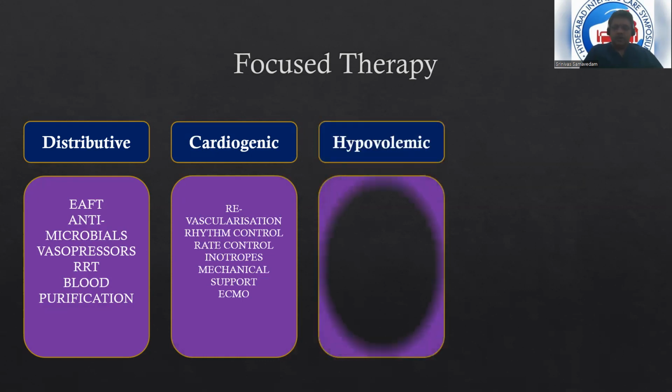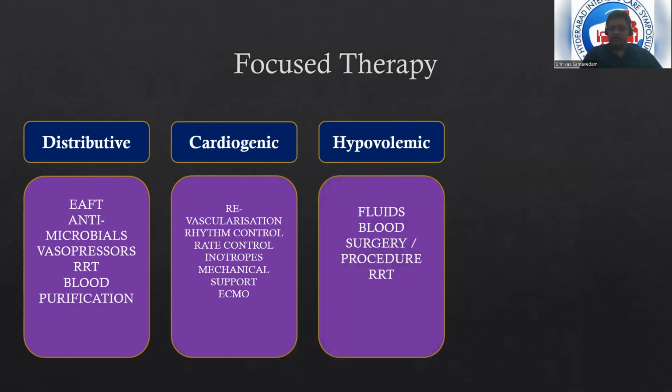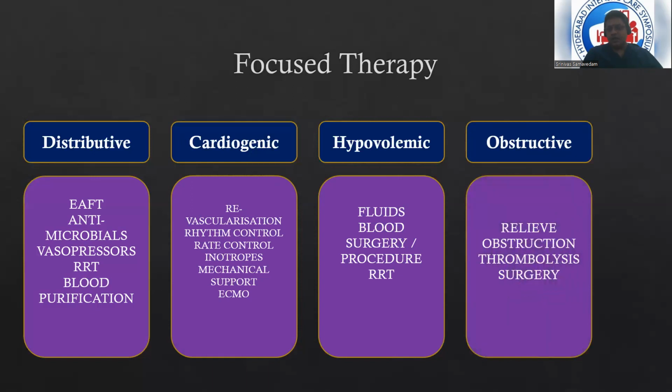For hypovolemic shock, you have to give fluids. If there is blood loss, control it with surgery and replace the blood. And sometimes you may have to support with RRT to prevent the lethal triad of coagulopathy in trauma shock. In obstructive shock, it is surgical intervention, relieve the obstruction with thrombolysis, catheter thrombectomy, or pericardial drainage. And sometimes you may have to do surgery for these patients.